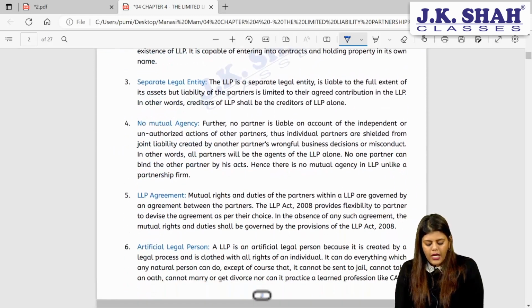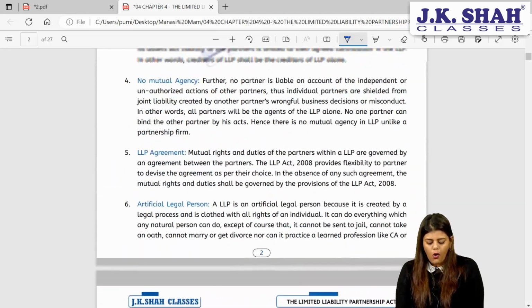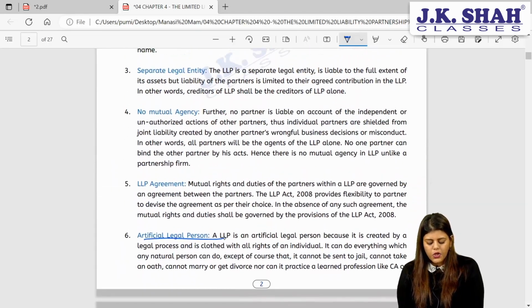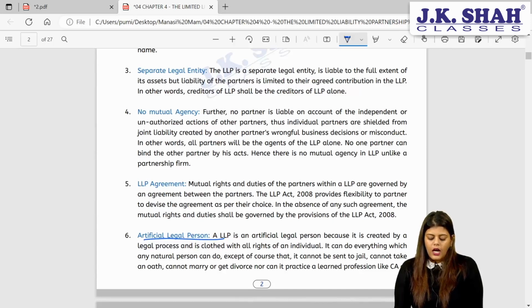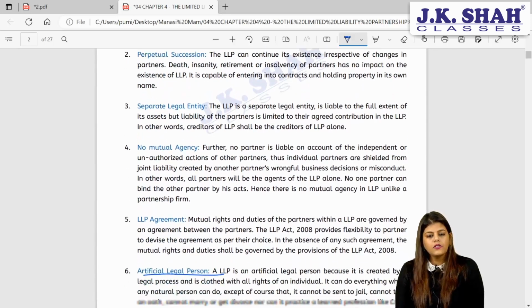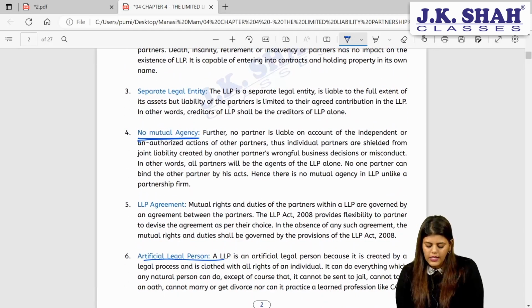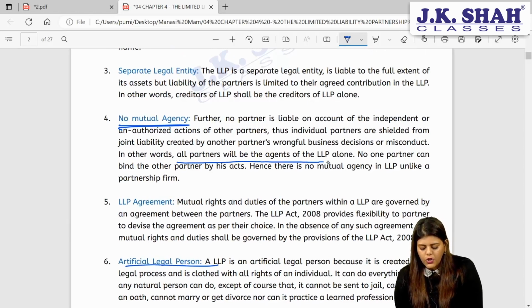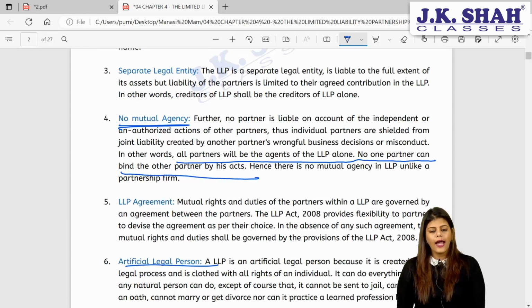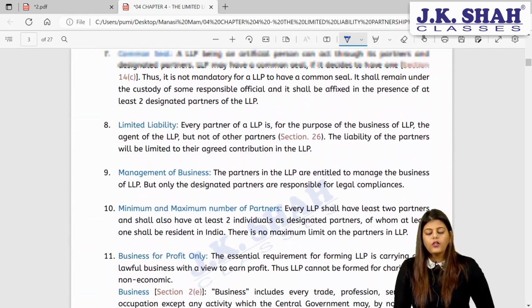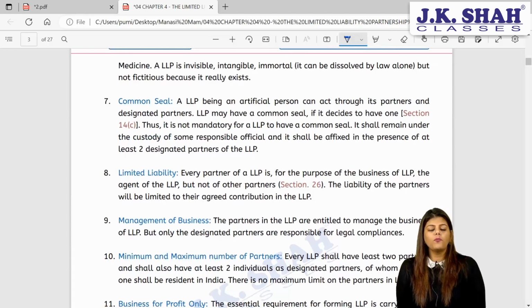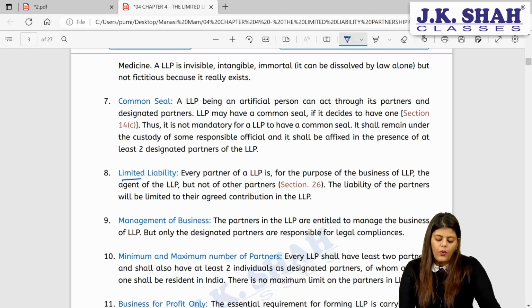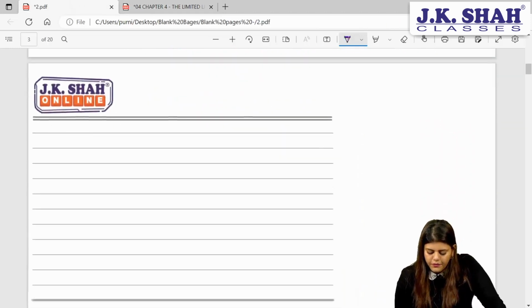Characteristics of LLP, majorly I have discussed all. Artificial person, yes, again separate legal existence, no mutual agency, all partners are agents of LLP alone. No one partner can bind the other partner by his acts. Then common seal, just as in companies it's optional, here also it is optional. Limited liability.